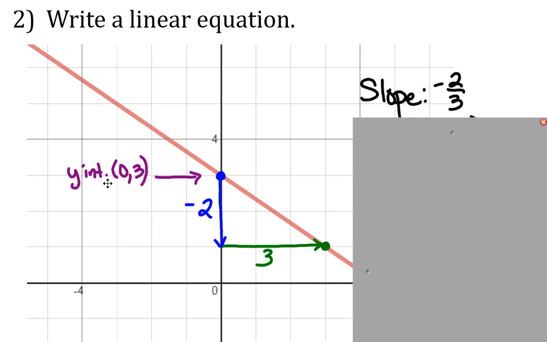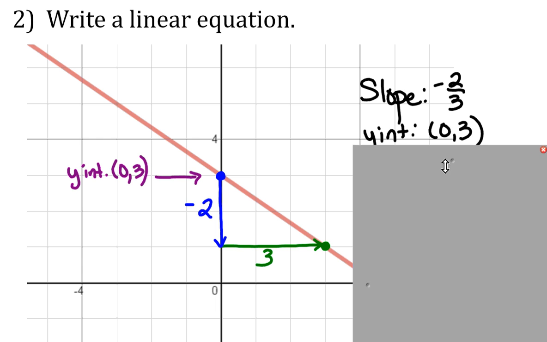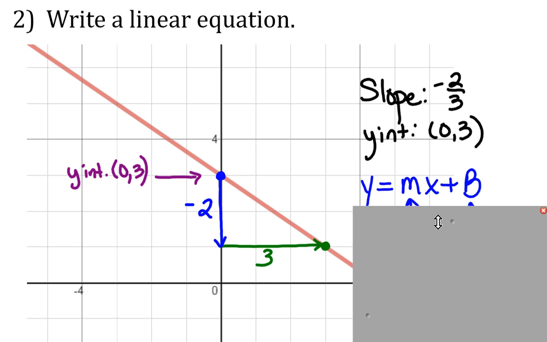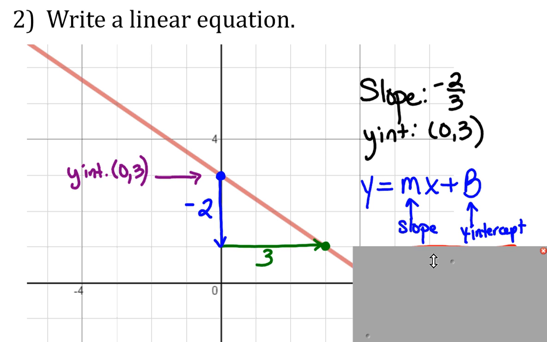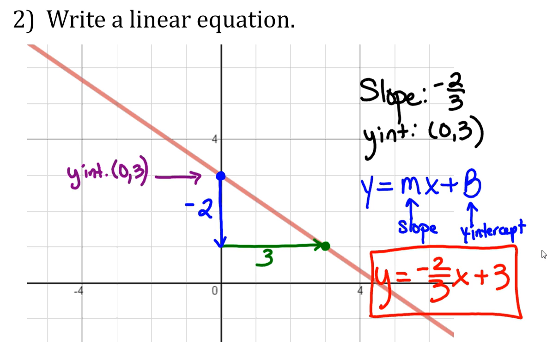Since we have our y-intercept and our slope, we should be able to put them together to write the equation of a line. We have the two pieces of information, so we can substitute in what we know. Our slope of -2/3, our y-intercept, would give us an equation of y equals -2/3 x plus 3.